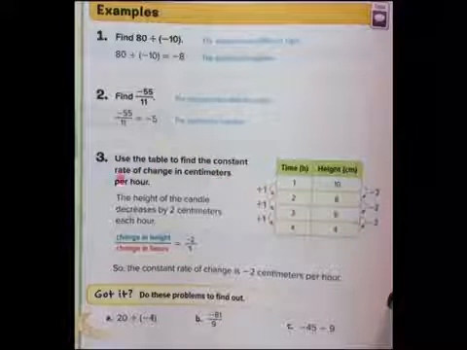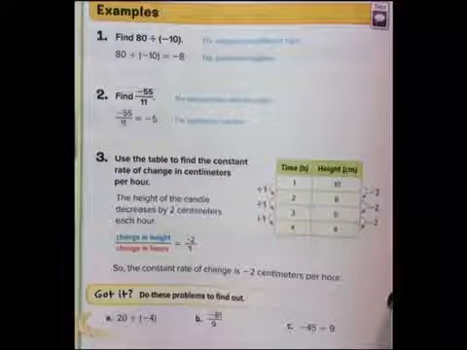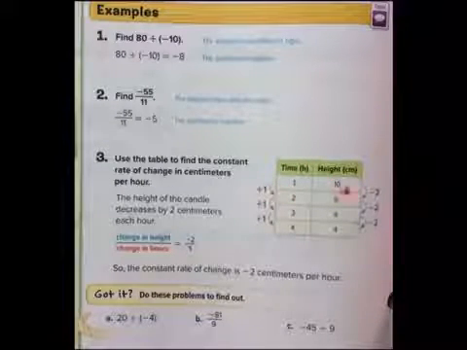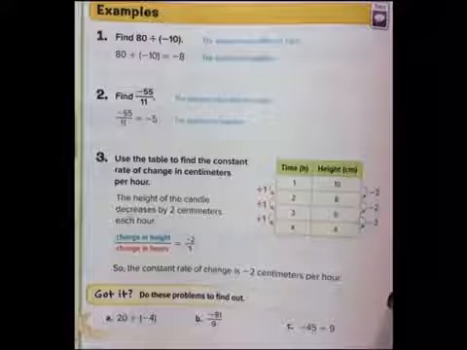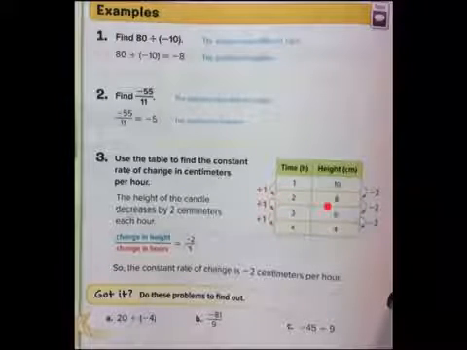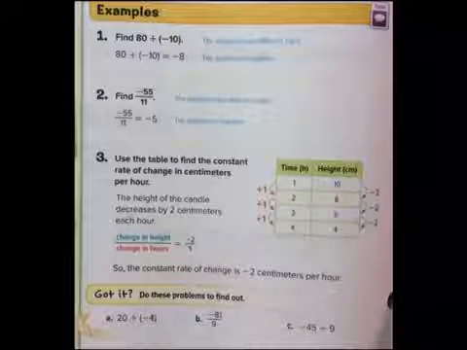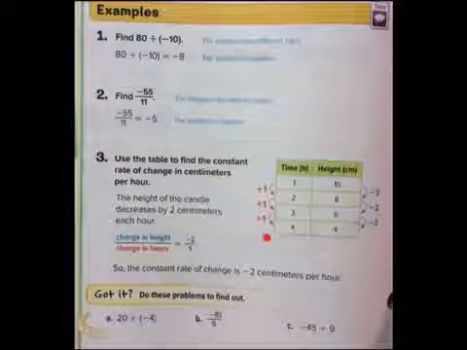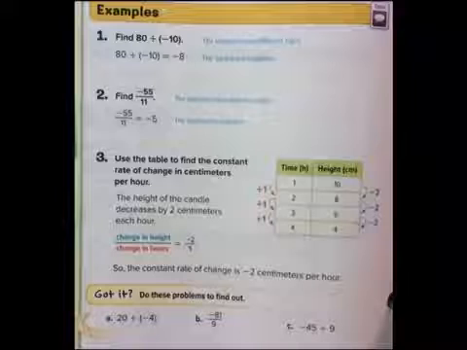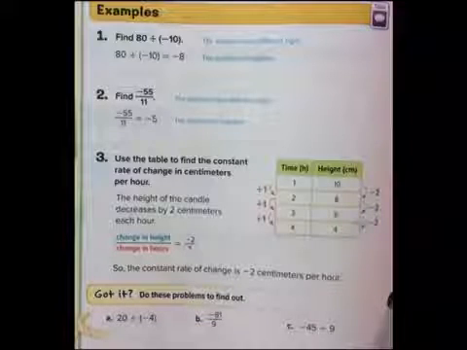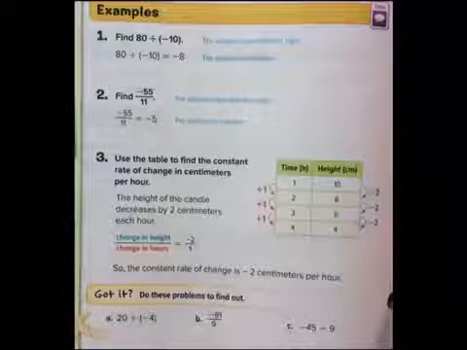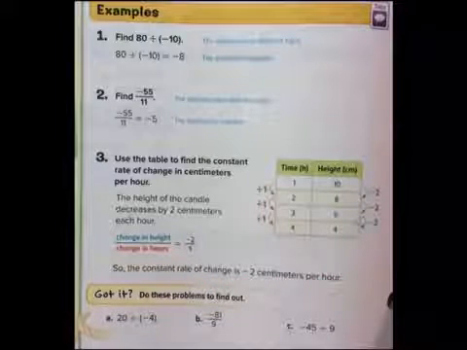Use the table to find the constant rate of change in centimeters per hour. Time, 1 hour. Height, 10 centimeters. Time, 2 hours. Height, 8 centimeters. So every hour looks like it's going down by -2. As you can see the pattern, we add 1 hour, we take away 2 centimeters. Okay? And there's your equation. So the constant rate of change is -2 centimeters per hour.